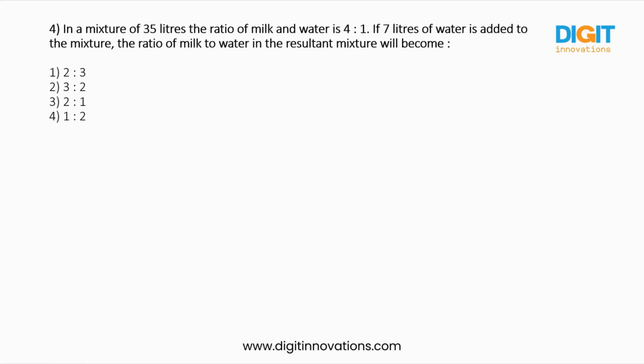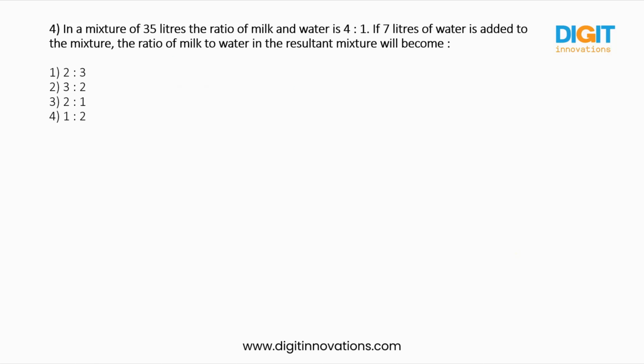We know it is in ratio, and some liters of milk will be there, and some liters of water will be there. Previously it will be some x liters, and after that 7 liters is being added to that x liters. Then what will the ratio become? They're asking. Only water is being added, no milk will be added. So the quantity of milk will remain the same after adding 7 liters of water also.